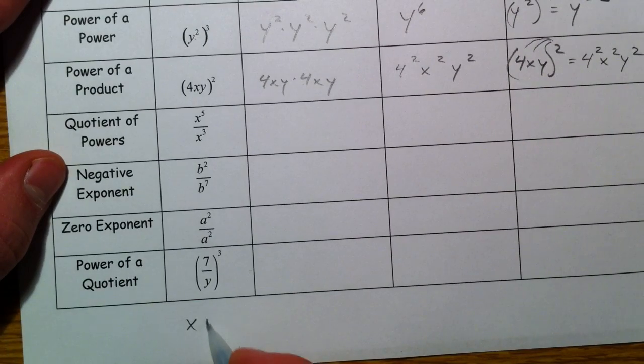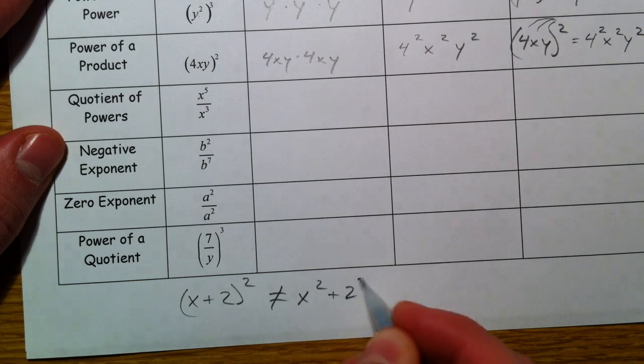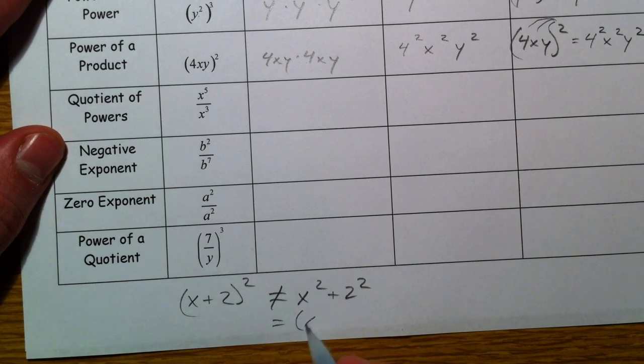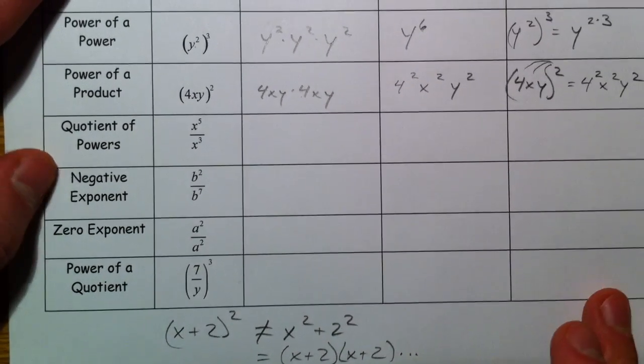Don't be confused with x plus 2 squared. That does not equal x squared plus 2 squared. Instead, you should do x plus 2 times x plus 2, and so on.